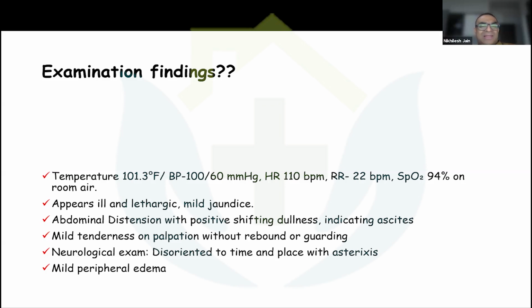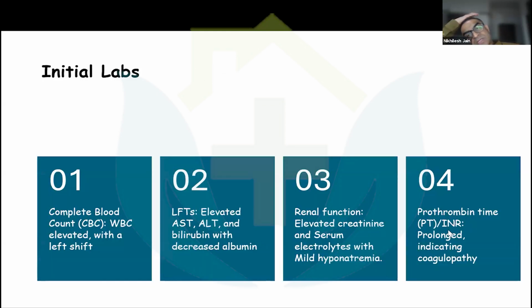This patient appears ill, lethargic, mildly jaundiced. Abdominal distension is there with positive shifting dullness, which indicates ascites. You get a mild tenderness on palpation without rebound or guarding. When you do a neurological exam, this patient is disoriented to time and place with asterixis, and you can get mild peripheral edema. So we do an initial lab, so we do a CBC in which you get an elevated WBC with a leftward shift. You do LFTs wherein you get elevated AST, ALT, and bilirubin with a decreased albumin. Renal functions, elevated creatinine and serum electrolytes with mild hyponatremia. You do a PT-INR value, which is prolonged, indicating coagulopathy.